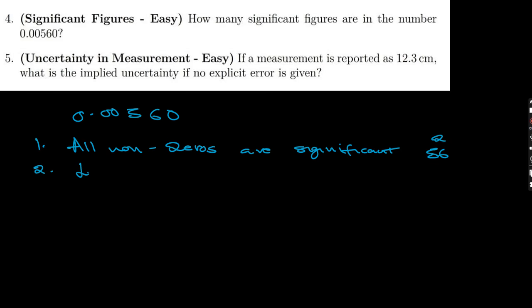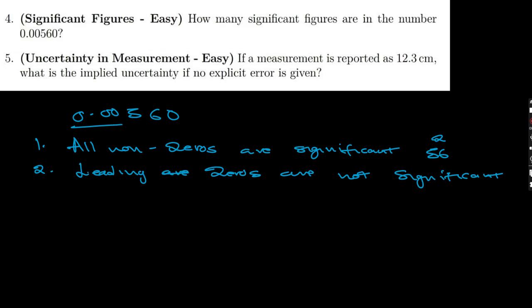The leading zeros are not significant. You need to know these zeros are not significant. That means to say these 3 leading zeros are not significant. They are not going to be counted.